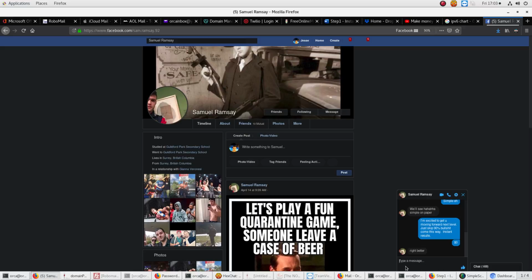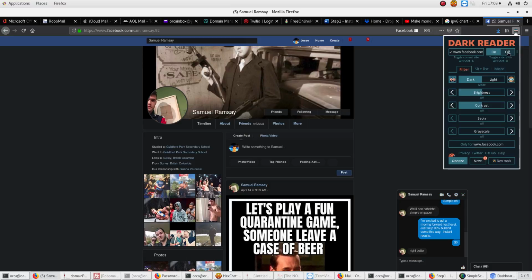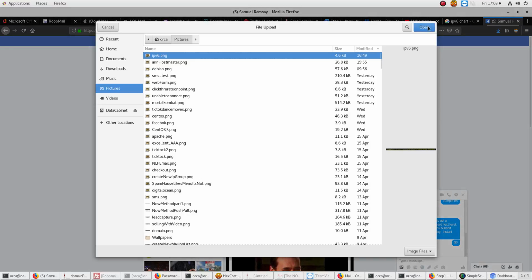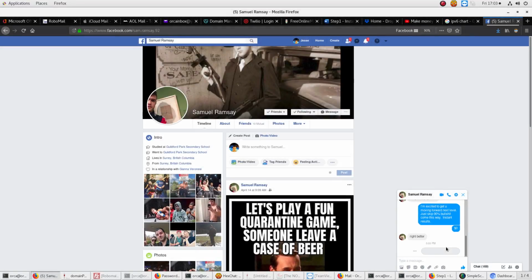So it's kind of annoying. See, in Firefox here, it doesn't show these icons. Could be the dark theme, so let me take my dark theme off. I can barely see that. Okay, I just want to send him that. Amazing. How much money is that?